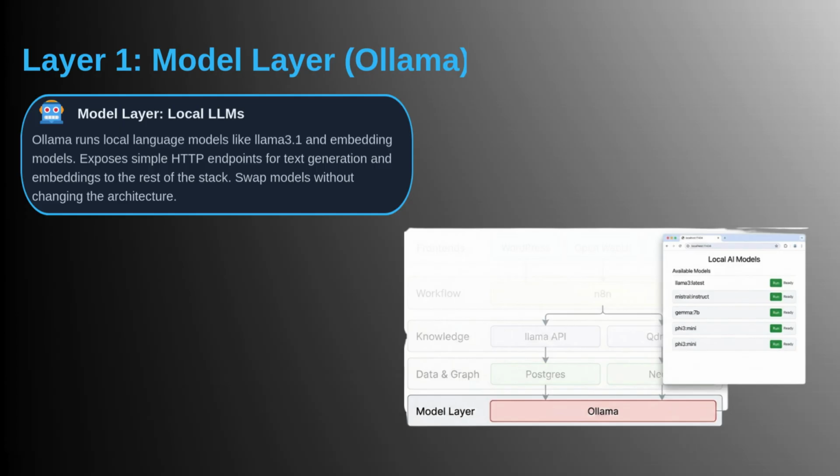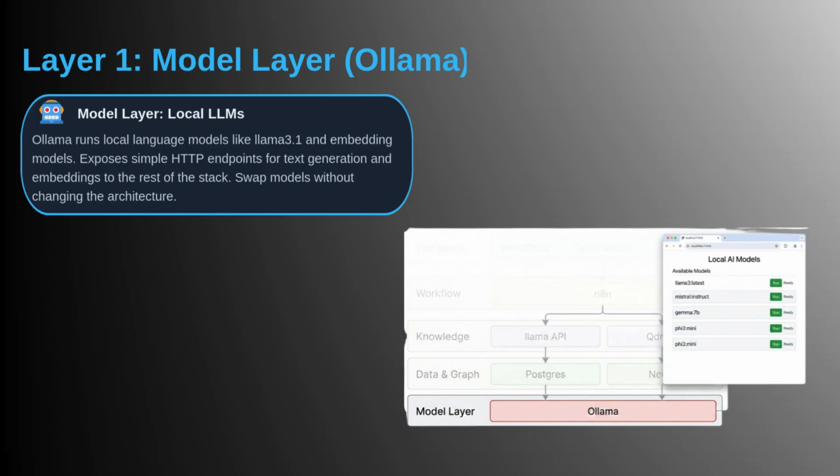This is the foundation, because it's where the local language models actually live. In this lab, that role is handled by Ollama. Ollama runs models like Llama 3.1, and also an embedding model that other services can call. It exposes simple HTTP endpoints for text generation and for embeddings. That means anything on the Docker network can treat the models like a standard web service.